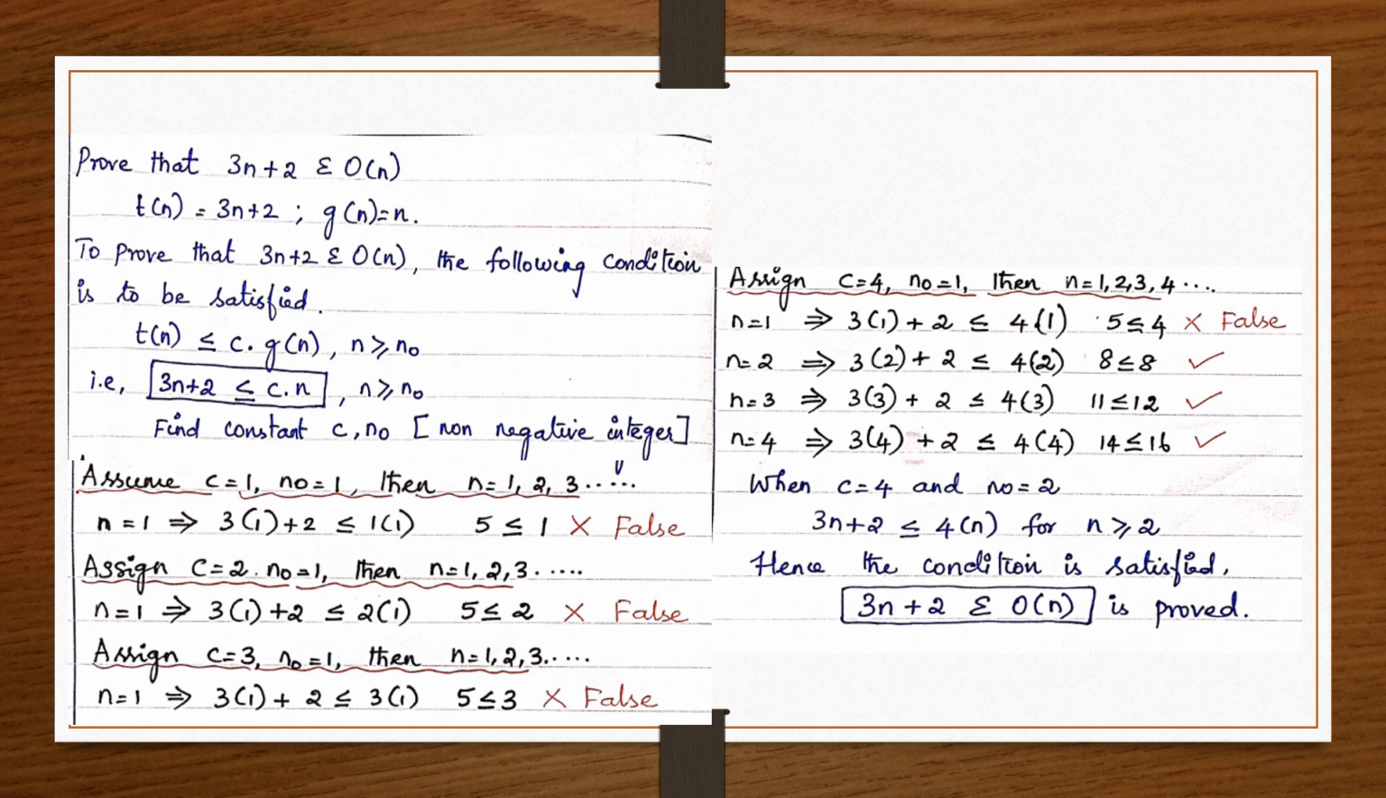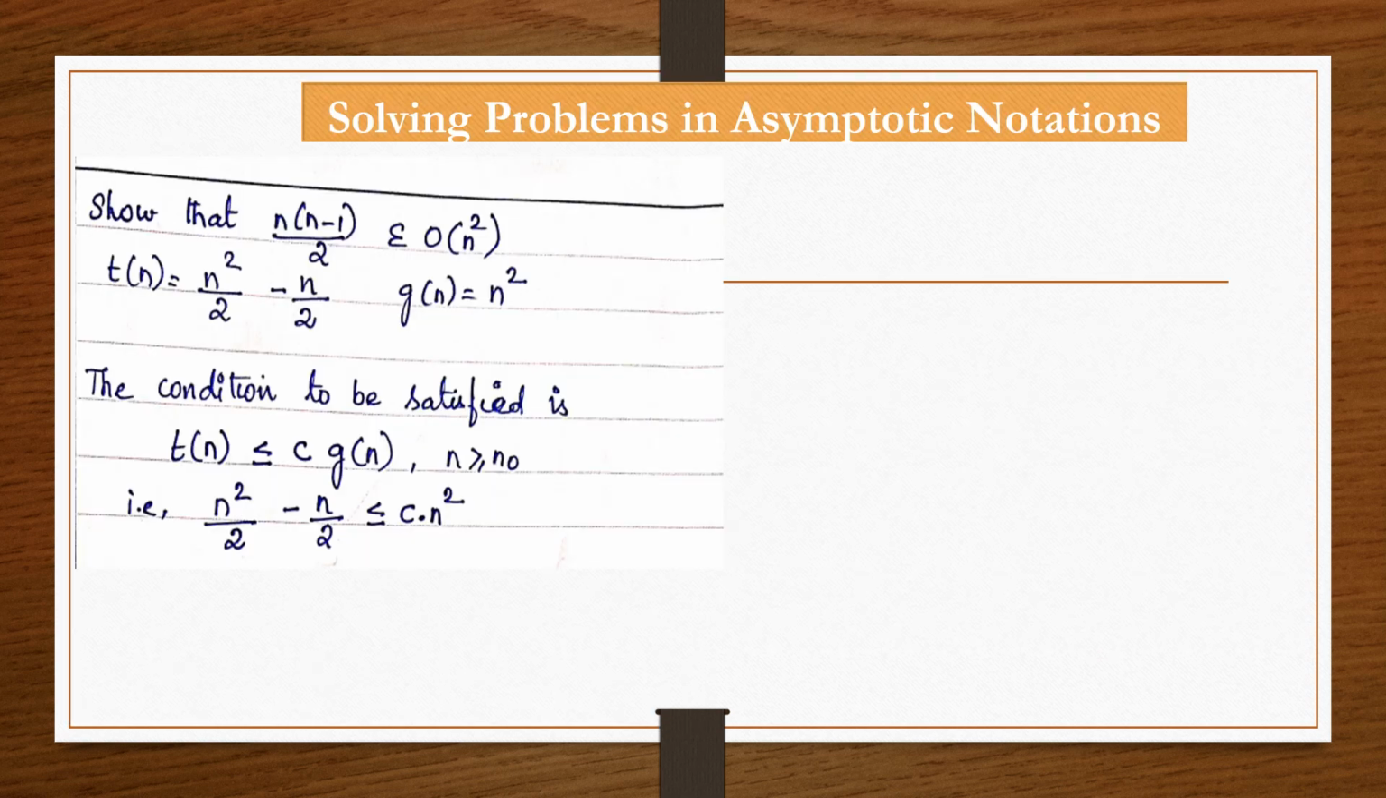We will solve one more problem. Here the problem is to show that n into n minus 1 by 2 belongs to big O of n square. So what is T of n here? I am expanding this n into n minus 1 by 2. So it is n square by 2 minus n by 2. And g of n is n square.